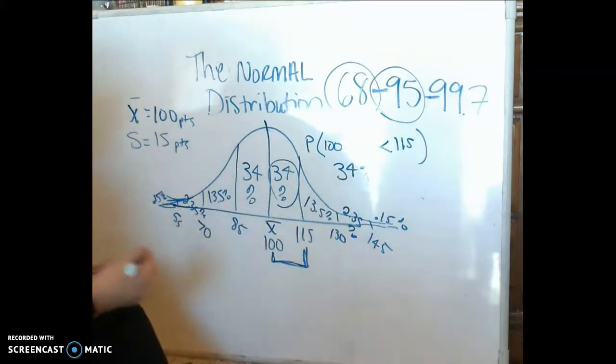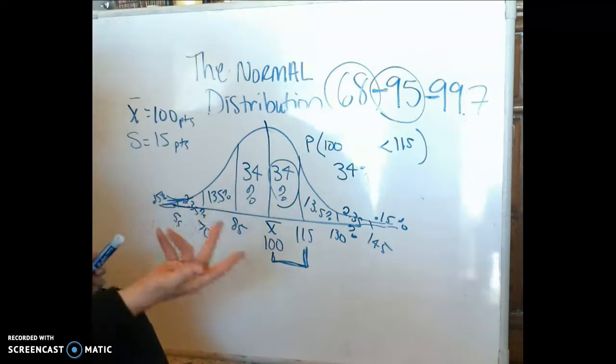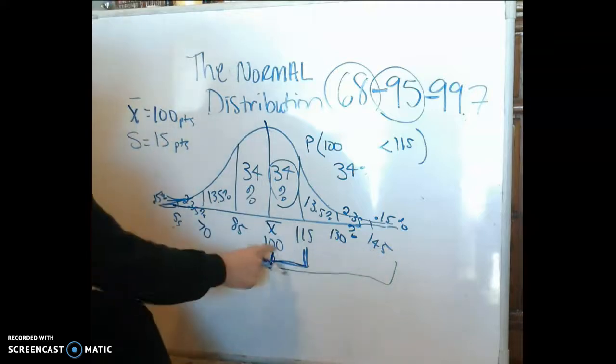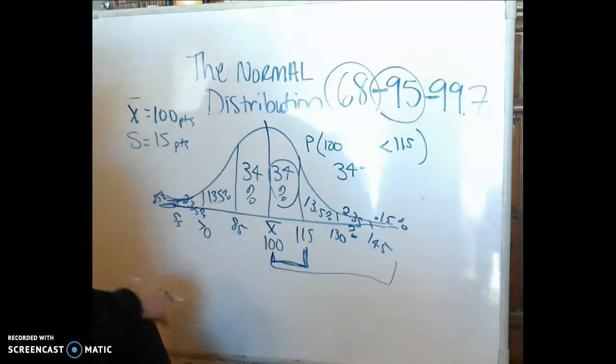34% of the population is going to have an IQ between 100 and 115. Half of the people are going to have an IQ, right? 50% are going to have an IQ more than 100, 50% less than that.